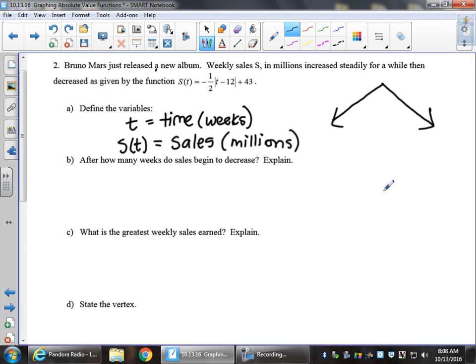Now with this picture, it really helps us to appreciate what b is asking. After how many weeks do sales begin to decrease? What point on the graph will represent that answer? The vertex, right? Because as time goes by, sales increasing, at some point it's going to hit a max amount of sales, yes? So we need to find the vertex.